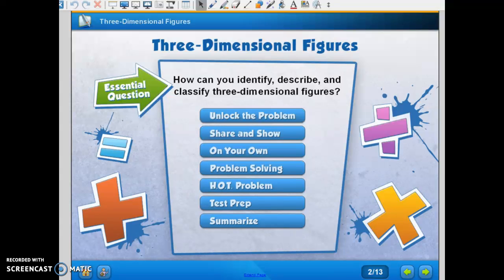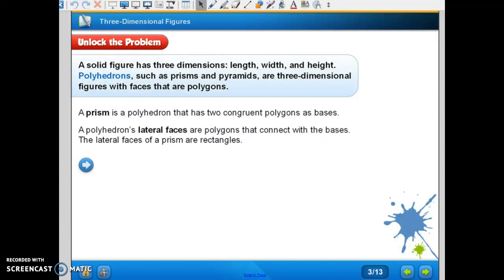Okay, today we're looking at lesson 11.5, three-dimensional figures. Up until now, we have been only looking at two-dimensional figures, ones that lay flat on the paper. So today we're starting with three-dimensional figures. How can you identify, describe, and classify three-dimensional figures? We touched on this a little bit the other day.